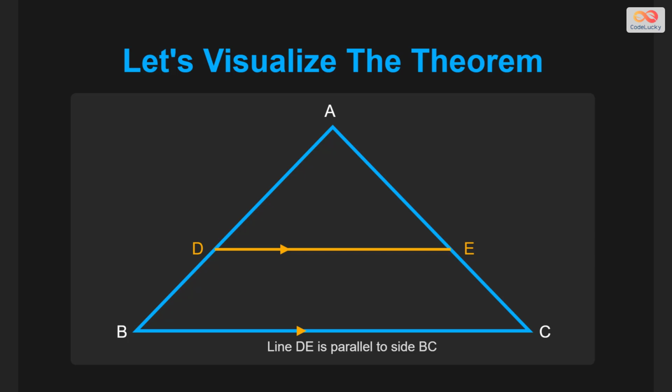Here we have a large triangle, which we can call triangle ABC. Let's draw a line, DE, through the triangle so that it is parallel to the bottom side, BC. This new line crosses the other two sides at points D and E, cutting them into smaller pieces.